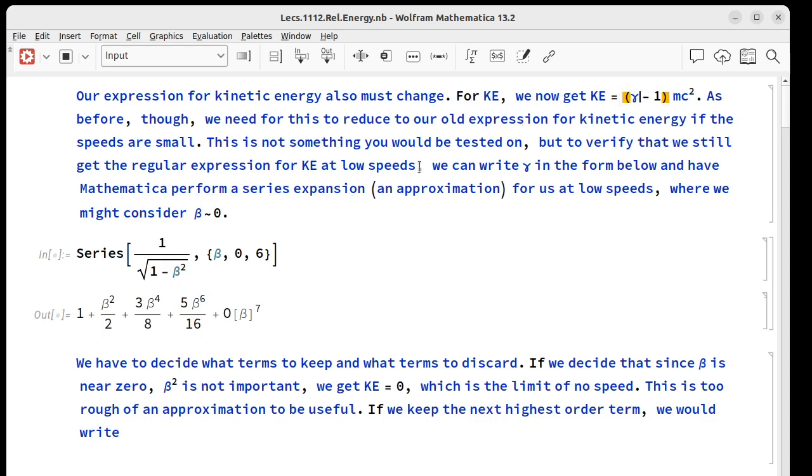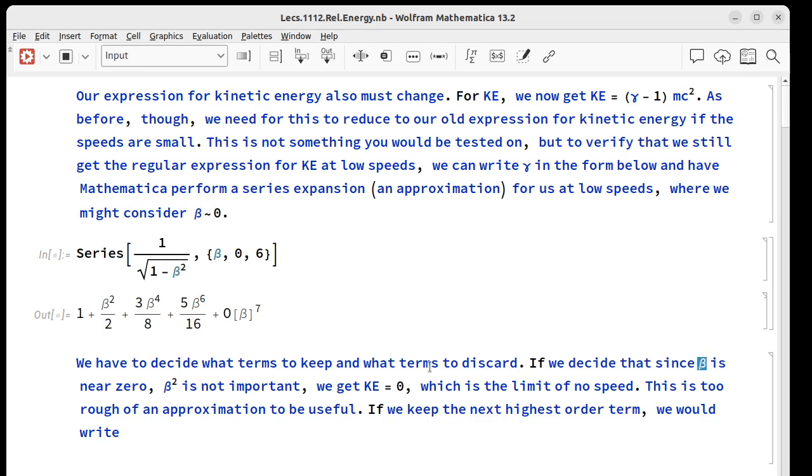And this is something, again, you'd get in, I think, a second semester calculus class. We could have Mathematica do it for us and give us what's called a series expansion, or an approximation, at low speeds for gamma. We tell it to expand around 0, and we get these various terms. Now we have to decide how many of these terms we're going to keep and how many we're going to throw away.